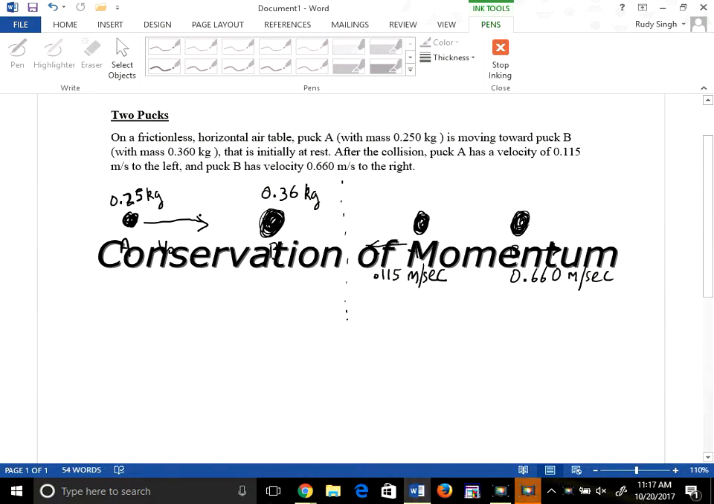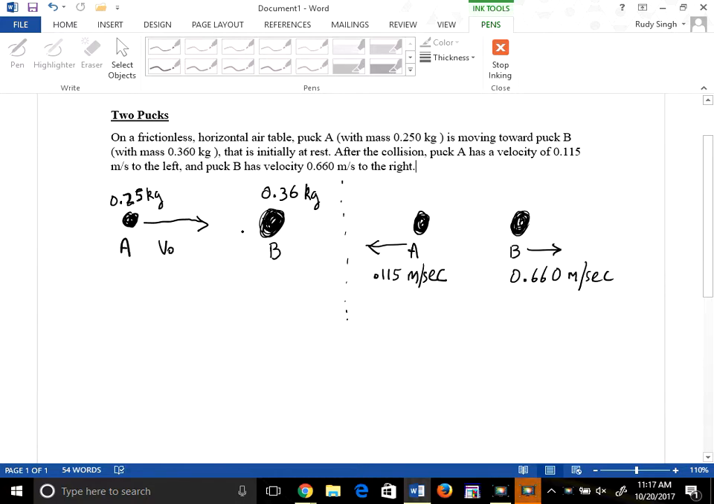Alright, this problem talks about conservation of momentum. So here you have, on a frictionless hockey air table, puck A moving towards puck B at a certain velocity. A has a mass of 0.25 kilograms, B has a mass of 0.36 kilograms. And when A collides with B, once it hits B, it's going to bounce back off. So this is the initial picture.